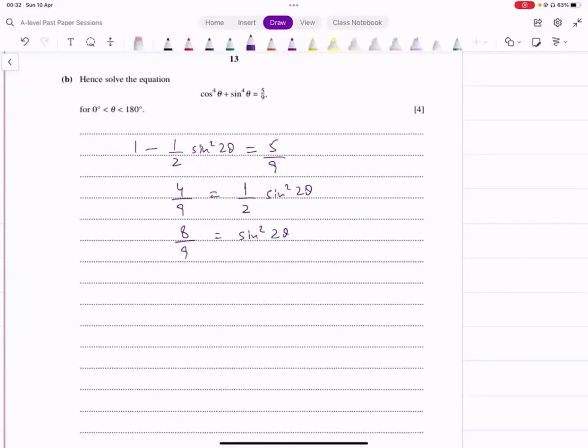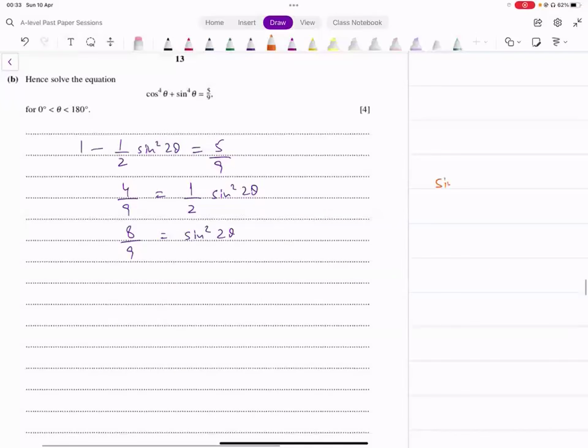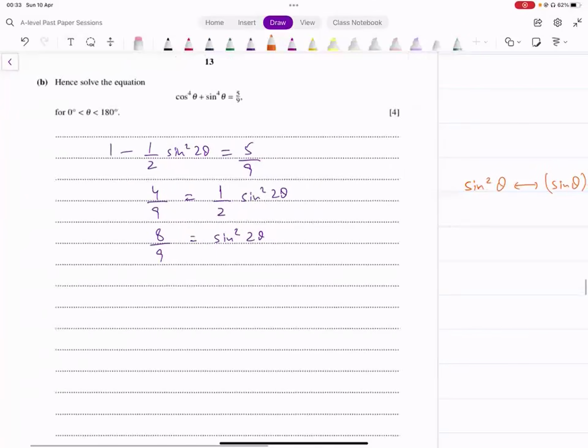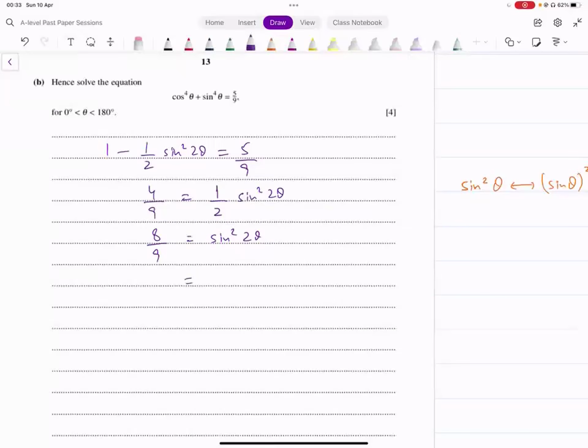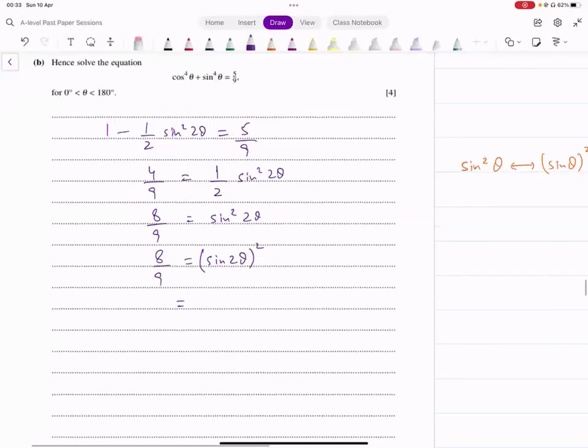ठीक है? अच्छा, sin square 2 theta, remember this notation? हमने बहुत दफा ये डिस्कस किया है कि sin square something, that's the same thing as saying sin of that का whole square. So sin square 2 theta का क्या मतलब है? It's the same thing as saying sin 2 theta का whole square. That equals 8/9. तो अब क्या करेंगे इसको सॉल्व करने के लिए? We will take square root on both sides. इसको स्क्वायर रूट करेंगे तो हमारे पास क्या आ जाएगा?